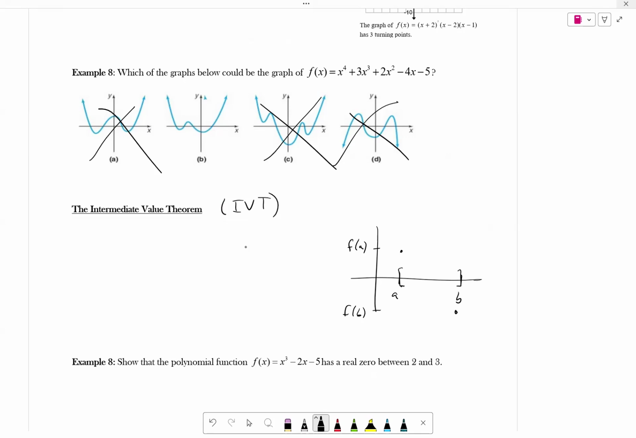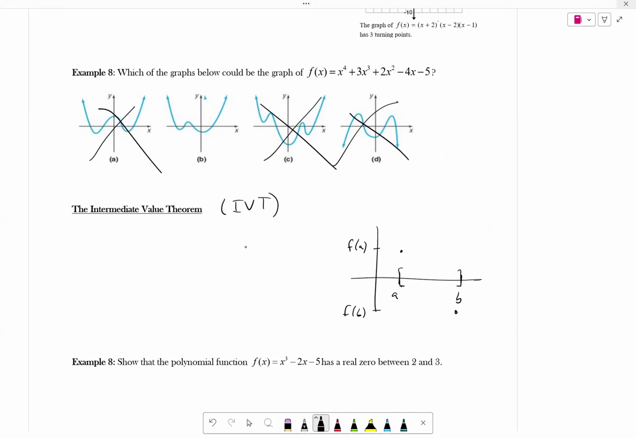Yes, Ellen. Does that make sense? There has to be a 0 between a and b? Exactly. One real 0? Or could there be more? There could be more. How many could there be? A million? There could be a million. Normally, the intermediate value theorem guarantees the existence of one. So what we say is there is at least one real 0 between a and b in this situation.